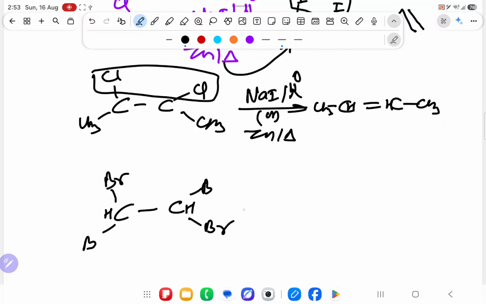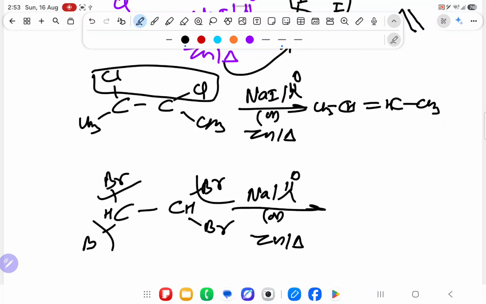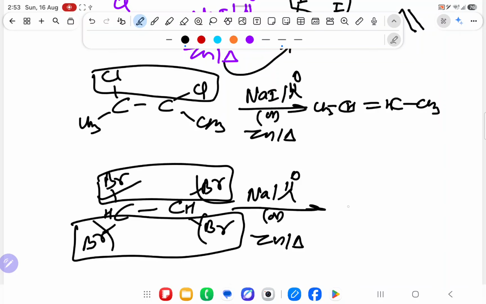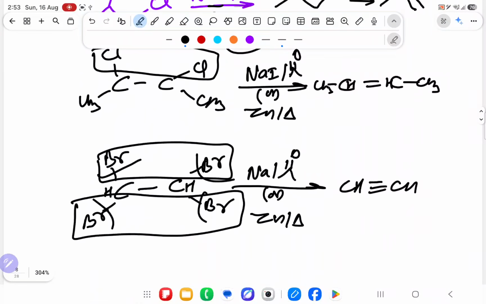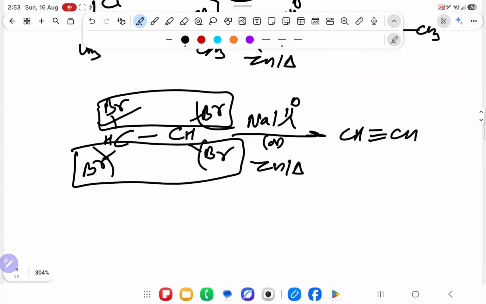and H is there. Now they give NaI in presence of acetone or Zn in presence of heat. What will you do? You remove all the Br. 2 Br give one bond, and another 2 Br give another bond. So what will you get? CH triple bond CH. If only one halogen is there, you do the halogen exchange method, meaning I will come and Cl will go. But if more than one halogen is there, both halogens will go. If 2 go, 1 double bond; if 4 go, 1 triple bond, like that it will come.